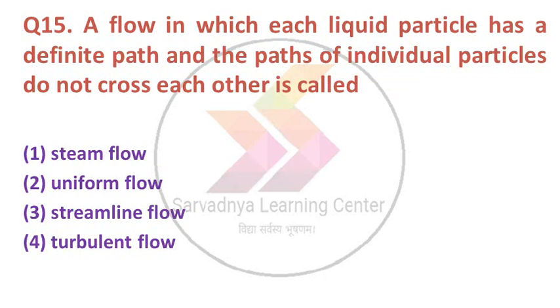Next question: a flow in which each liquid particle has a definite path and the paths of individual particles do not cross each other is called option 1, stream flow. 2, uniform flow. 3, streamline flow. 4, turbulent flow. The correct answer is option number 3, streamline flow.